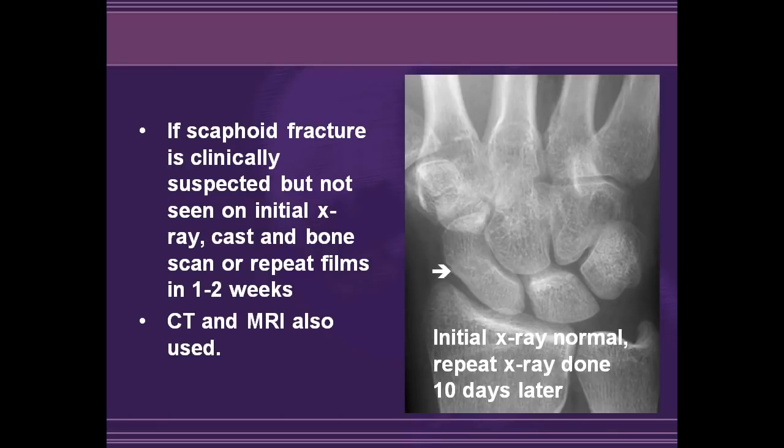So if a scaphoid fracture is clinically suspected, but not seen on the initial X-ray, it's important to cast the patient and to repeat images in 1 to 2 weeks. Other options, if this is not a good solution, include using CT scan or MRI.